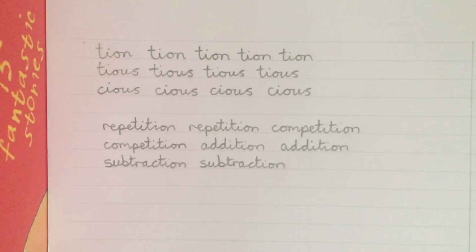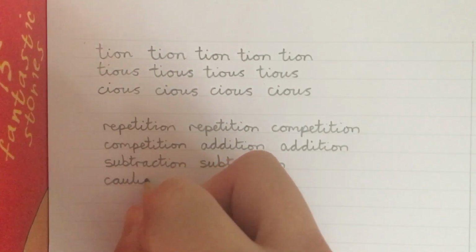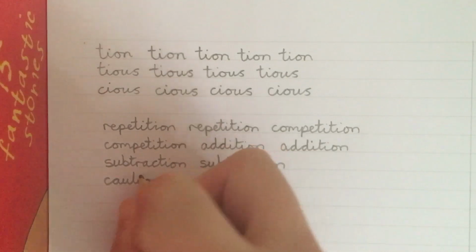Let's move on to some cious words with tious. We'll start off with a word which means to be careful. K, or, cious. Cautious.